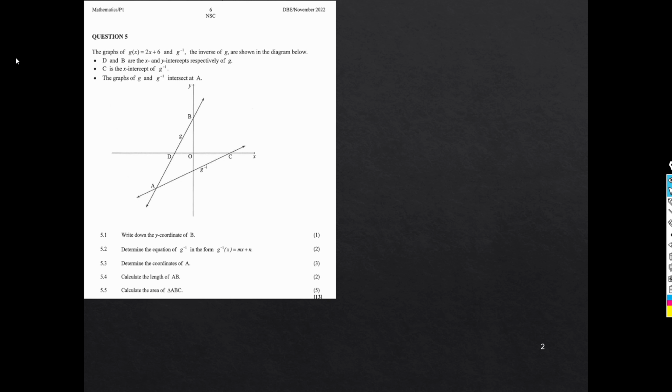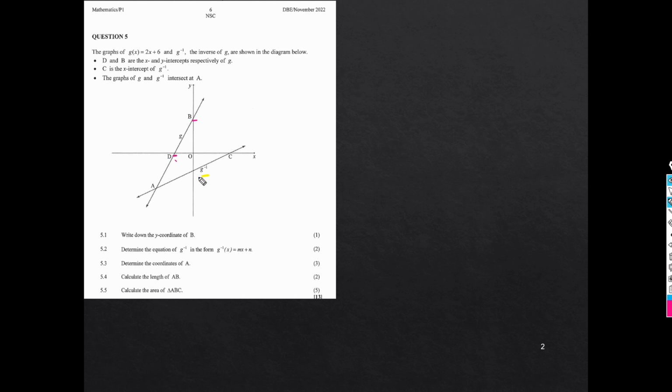So let's take a look at this question, right? This is actually question 5. The graph of g of x is equal to 2x plus 6, and the other equation will be the inverse of g of x, right? So we have d, b that are actually the intercepts of g, right? So that will be d and also b.